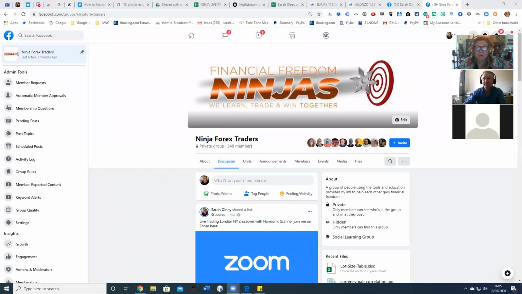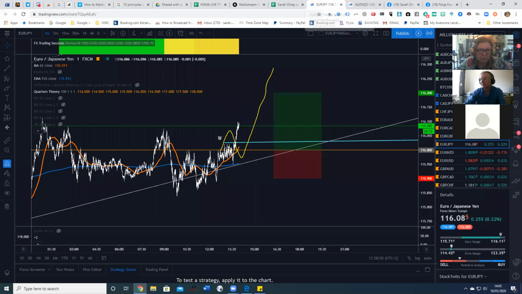I'm going to start sharing screen so we can go through the pairs. I monitor about 24 pairs. I can get through them fairly quickly and I set them up about 6 to 8 hours before I start trading. And we're going to start with Euro JPY, which is this one here.